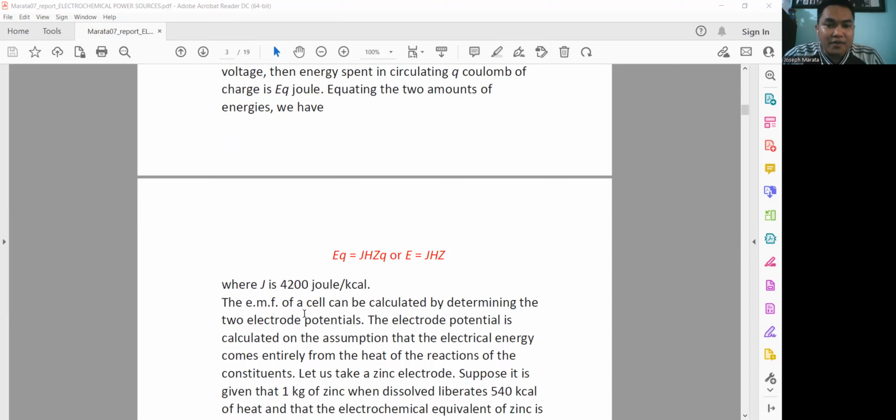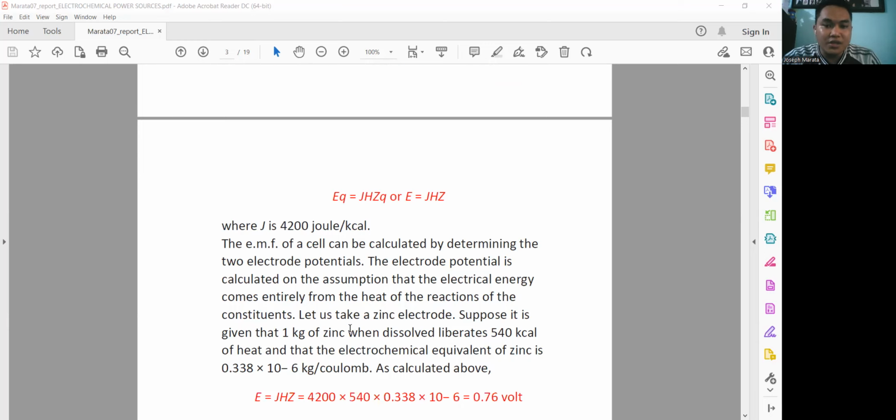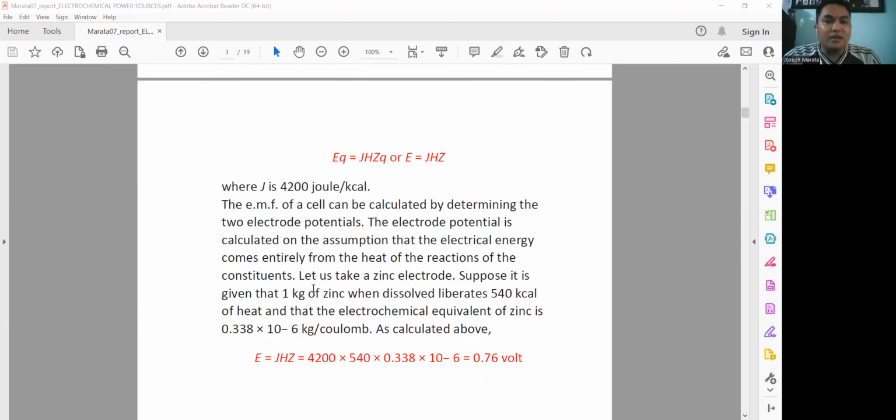The EMF of a cell can be calculated by determining the two electrode potentials. The electrode potential is calculated on the same assumption that the electrical energy comes entirely from the heat of the reaction of the constituents. Let us take a zinc electrode.